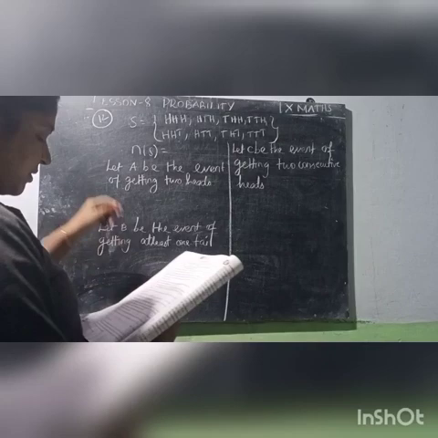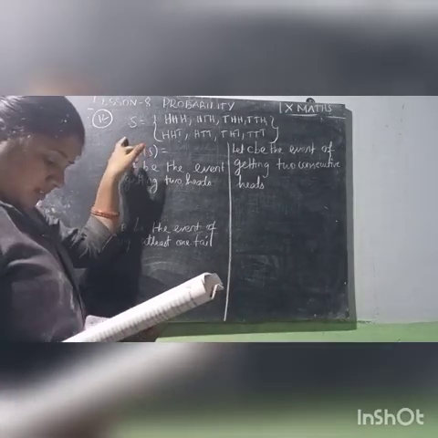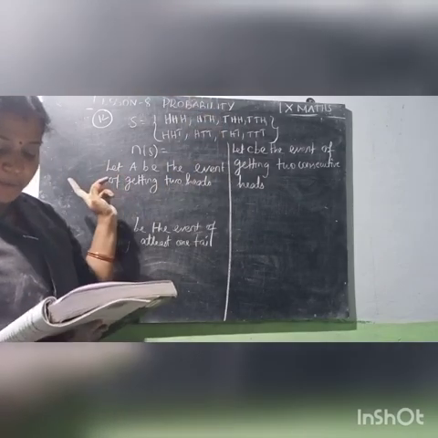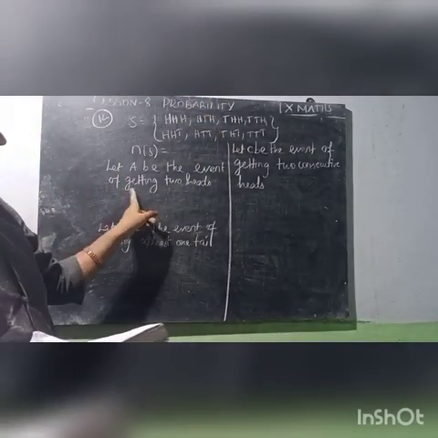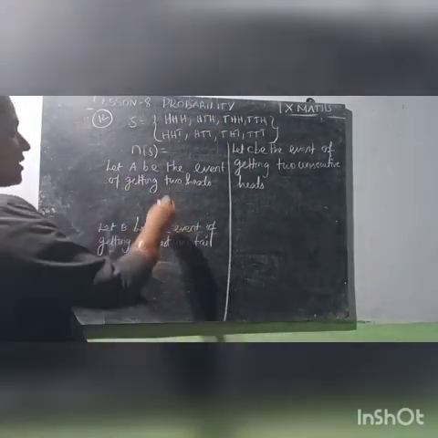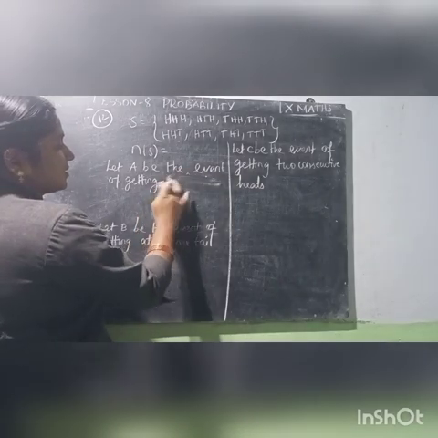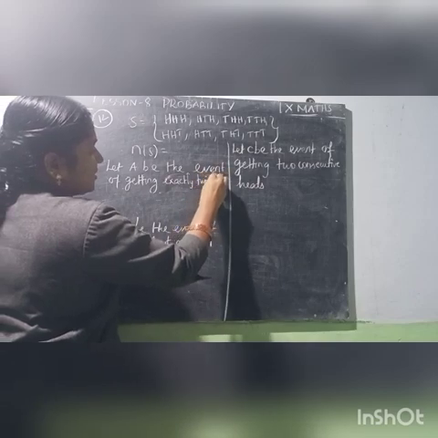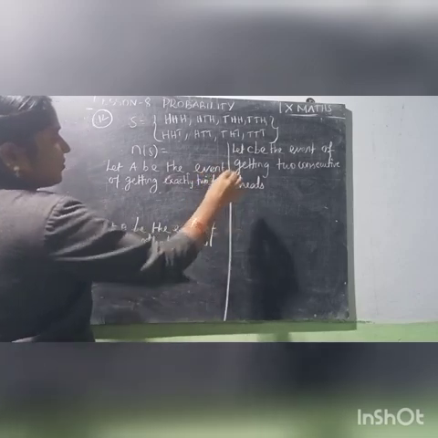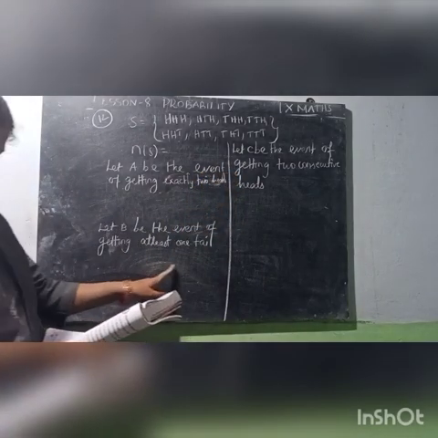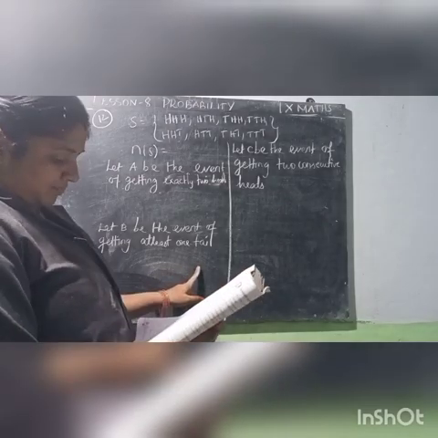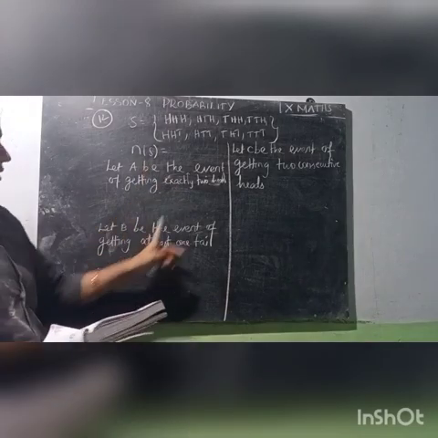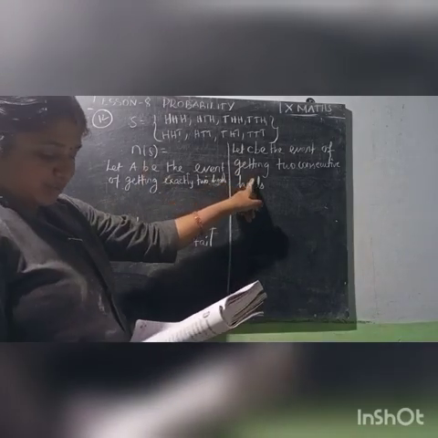12th sum. A coin is tossed thrice. So write the 3 coin sample space. Find the probability of getting exactly 2 heads, then at least one tail, or two consecutive heads. So 3 events are there, A, B, C, and we have to use the 3 events formula here.